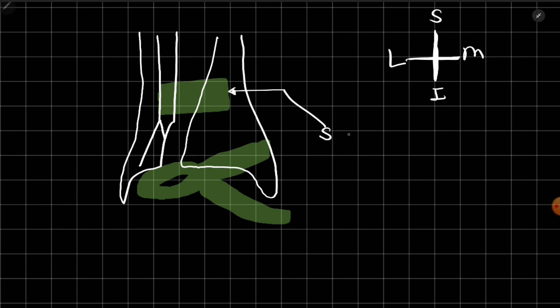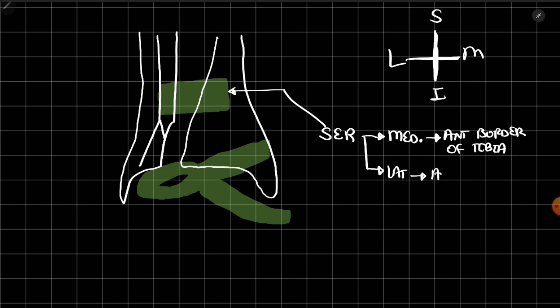I will write in short, superior extensor retinaculum. So what are the attachments? Medially, we can see the anterior border of the tibia, and laterally, the anterior border of the fibula. So these are the attachments of the superior extensor retinaculum.